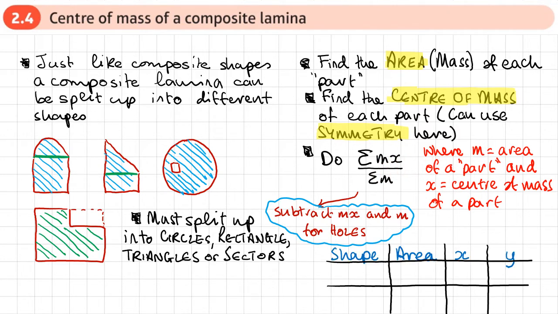And then lastly, we might want to organize our results because we might have lots of working to do. So I found it helpful to put it in a table like this, where maybe I'd put the shape and actually draw the shape in this part, including the holes, maybe bits that I need to subtract. The area of that shape in this column, its center of mass in the x direction in this column, and the center of mass in the y direction in this column, and then I can easily work out the center of mass of this whole composite lamina quite easily by multiplying and adding bits in the table.